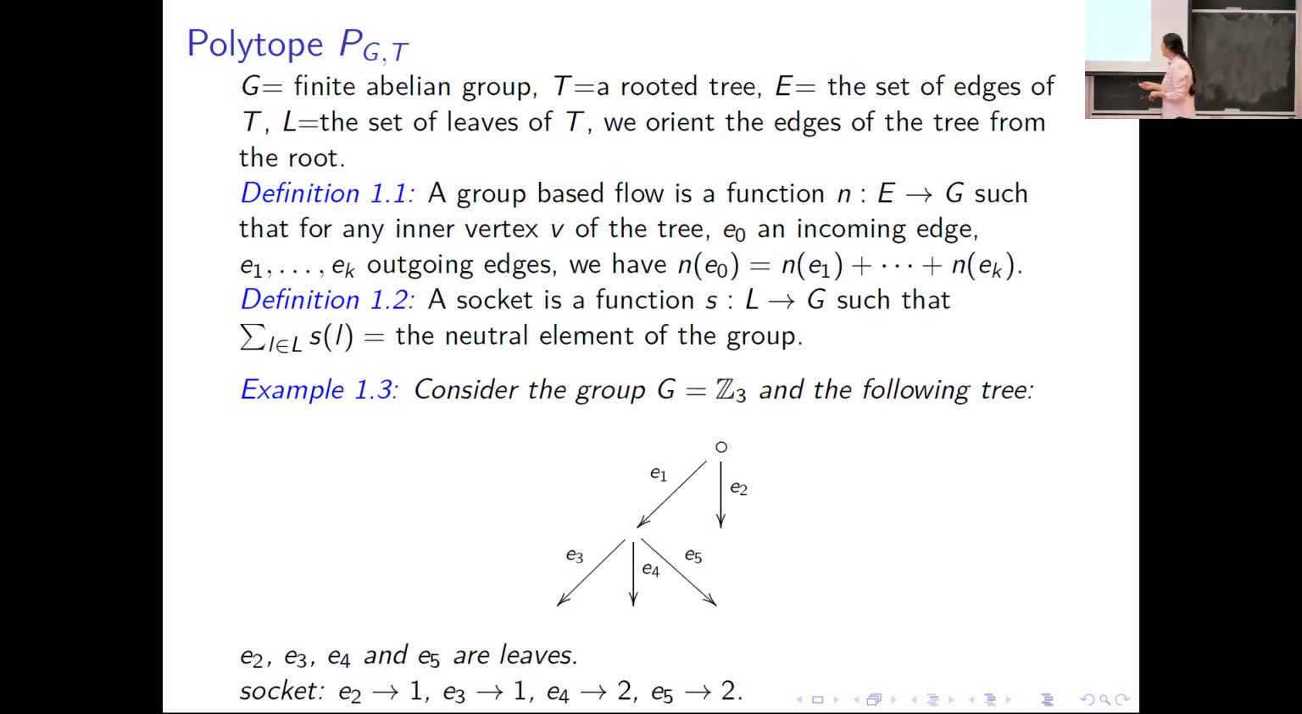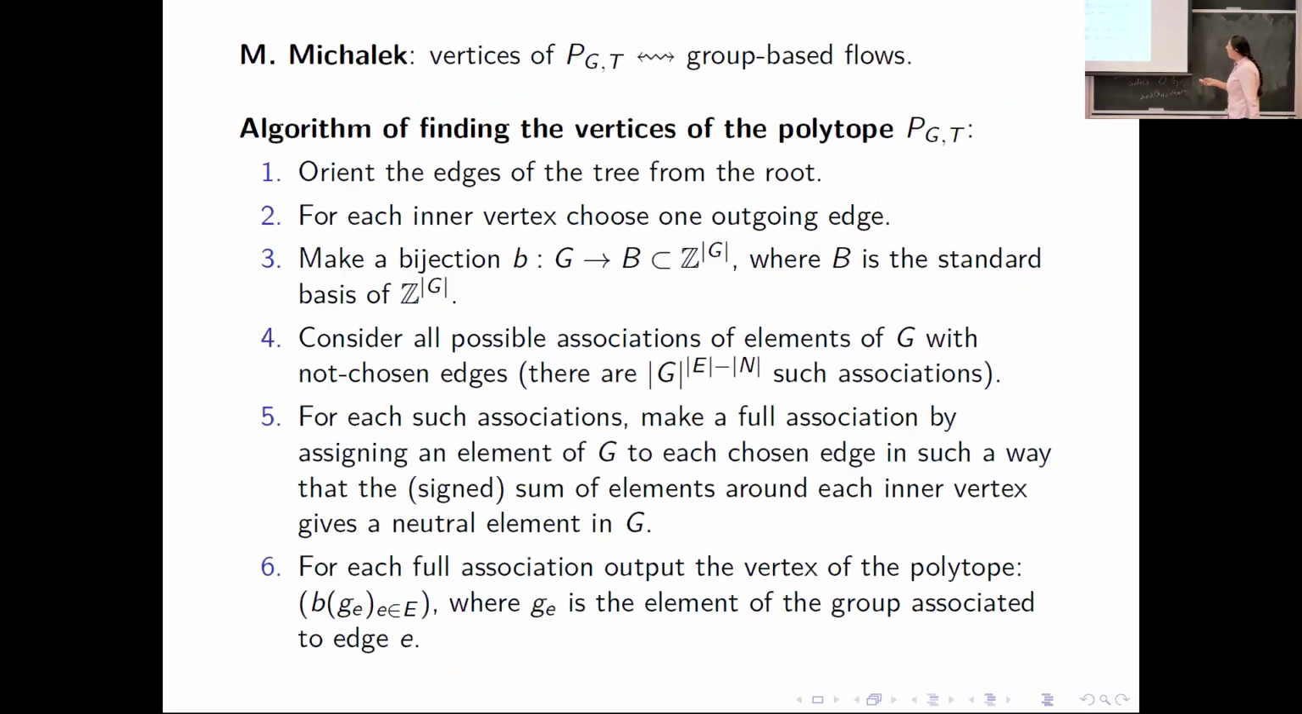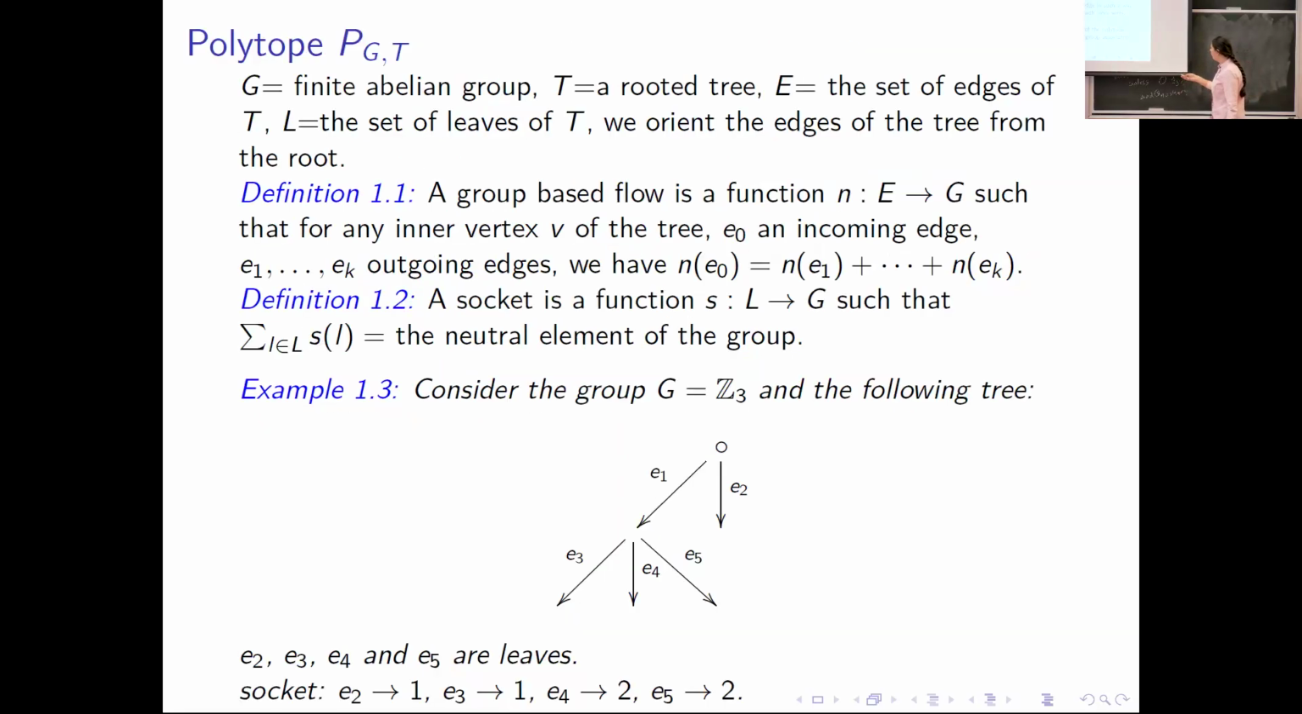If I consider the group G to be Z3 and the following tree, we see that E2, E3, E4, and E5 are leaves. We have only one inner vertex, which is this one, of course. And I can make a socket by considering the association: E2 goes to 1, E3 goes to 1, E4 goes to 2, E5 goes to 2. If I take the sum, this is 0 modulo 3. So I get the neutral element for Z3. And of course, I can complete this association from a socket to a group-based flow by taking E1 to go to 1, I suppose.